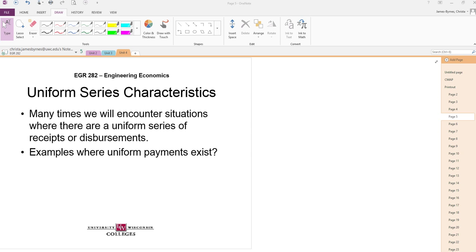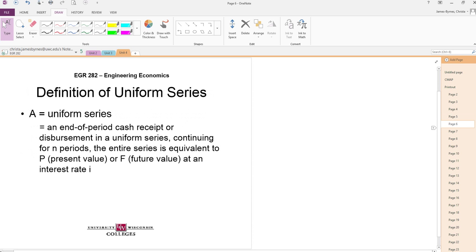Okay? Now, they're very picky about how things are drawn here. And if you will see in the front of your book, if you open the front of the book and follow along here, it's going to help you make sense here. So a uniform series. Okay, let's talk about this. We're going to draw a timeline. A is an end of period cash receipt or disbursement in a uniform series for end periods. All right, right away we say end of period. So that means we're drawing our arrows at the end of periods.